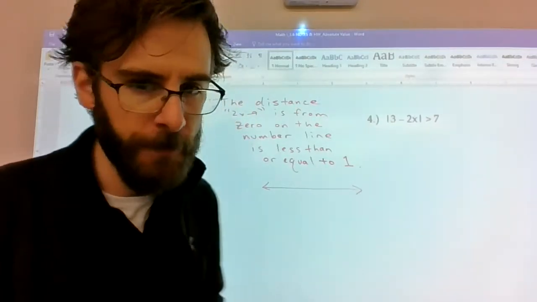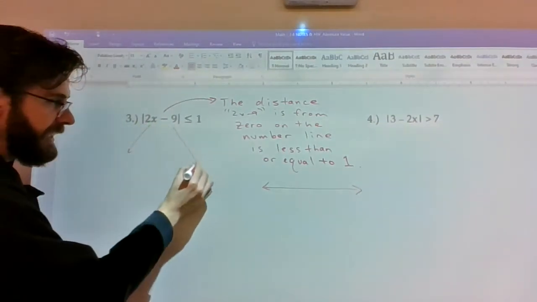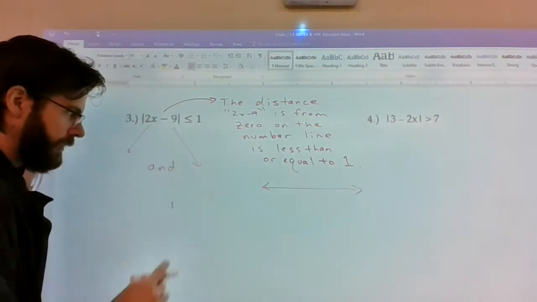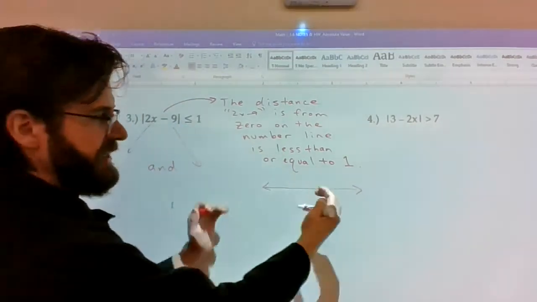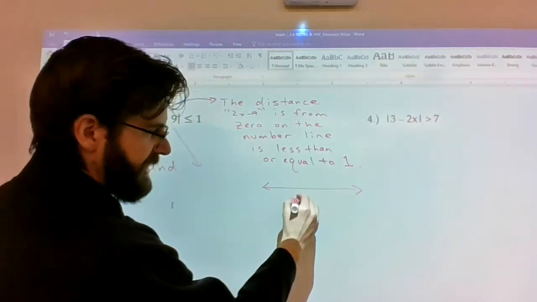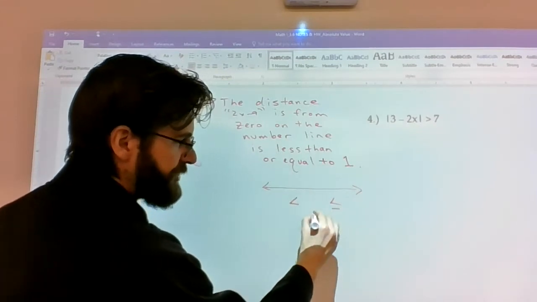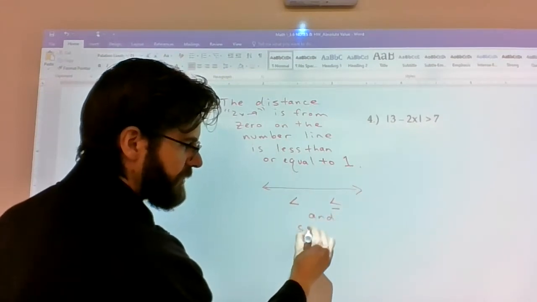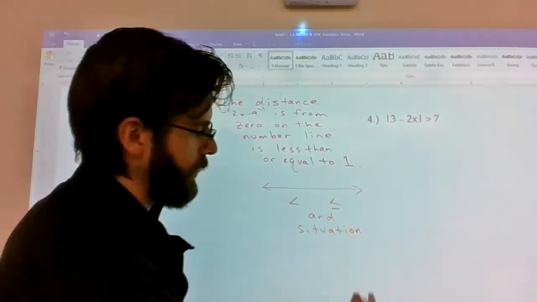So here's what you do. This is going to be an and situation right away. When you see that less than or equal to, it's saying I've got a very limited space. So if you see less than, or less than or equal to, these are and situations for absolute value inequalities.